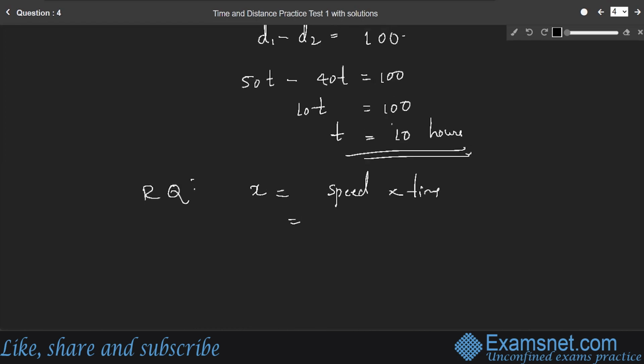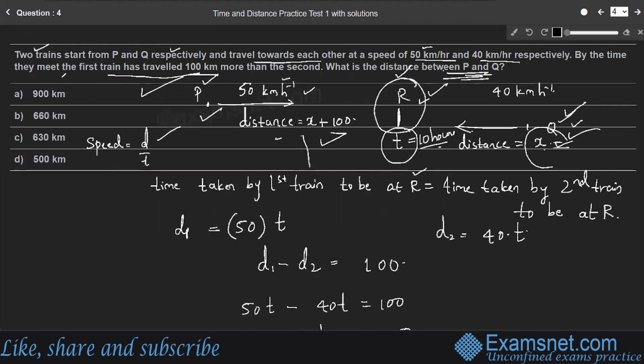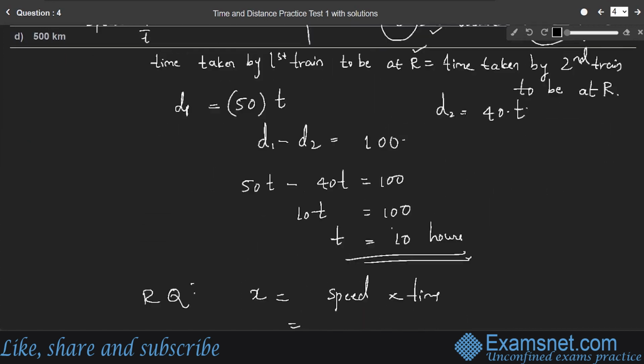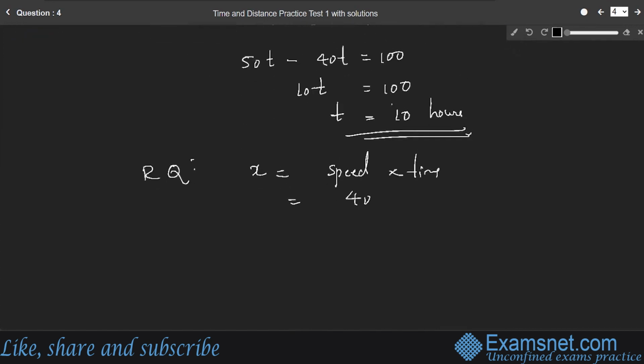So here the speed is with respect to the second train. Since the distance x is covered by the second train here, its respective speed is 40 km per hour and the time is 10 hours. So 40 into 10 hours. Therefore, it is 400 km. So RQ distance is 400. Therefore, PR distance is 400 plus 100, which is 500 kilometers, right?